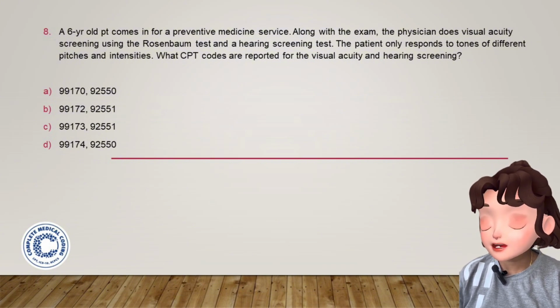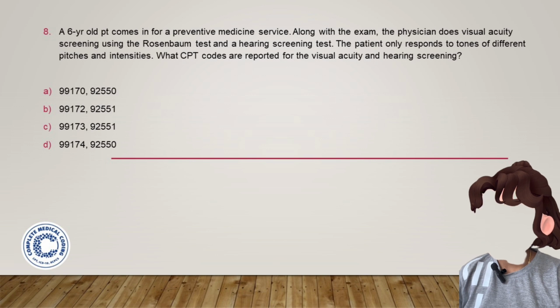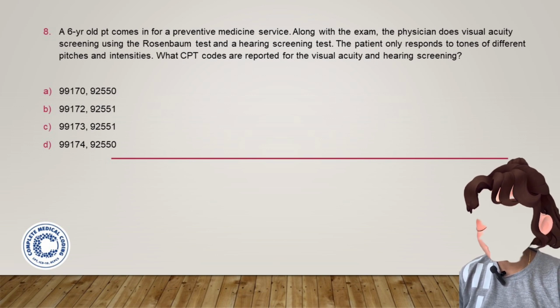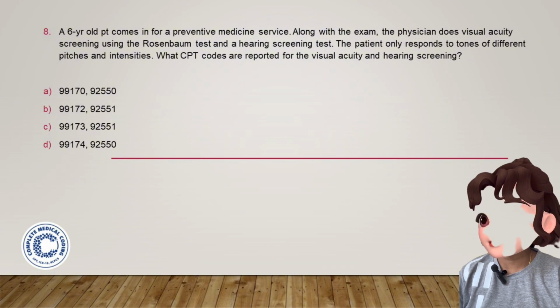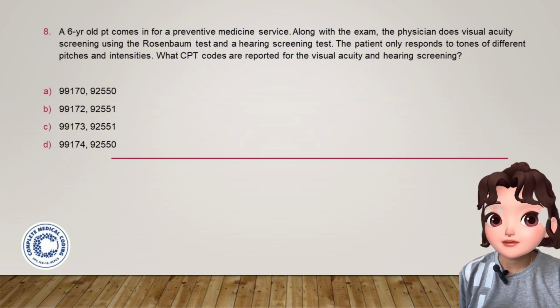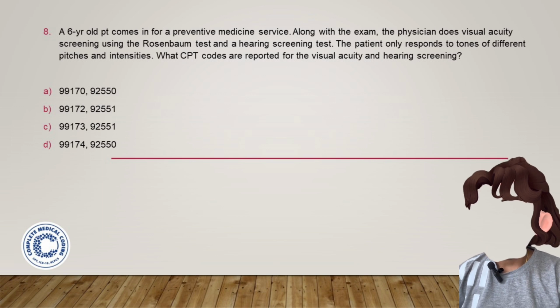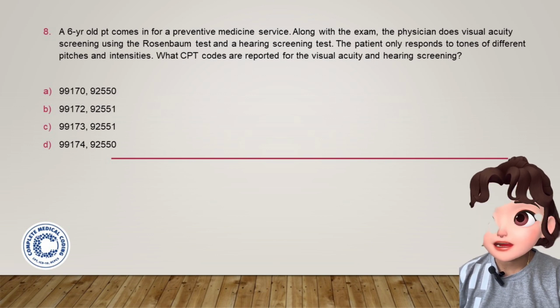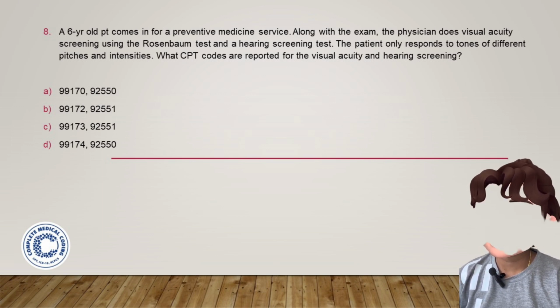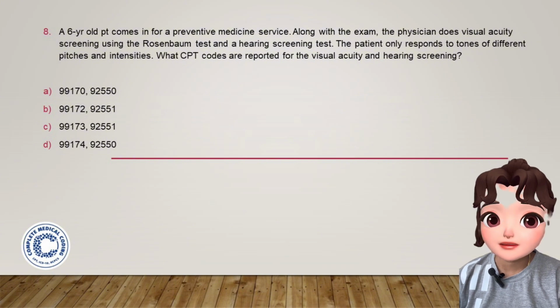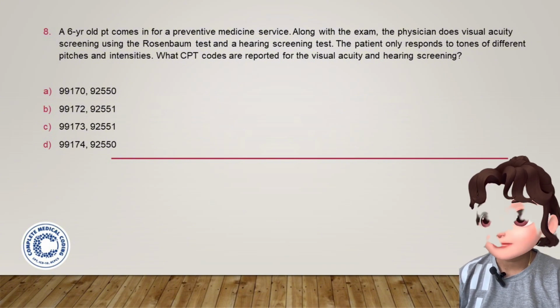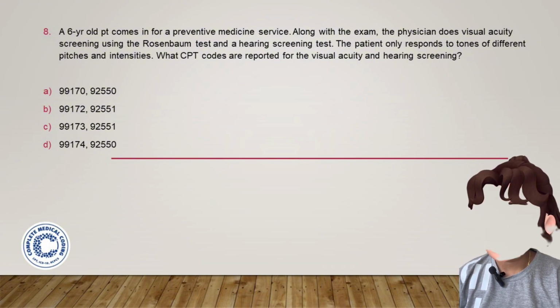92551 represents screening test, pure tone, air only. Yeah, this is screening. Pure tone, air only means a hearing test, because it's mentioned in the question. The patient only responds to tones of different pitches. Okay. So 92551 will be the answer for the second code.